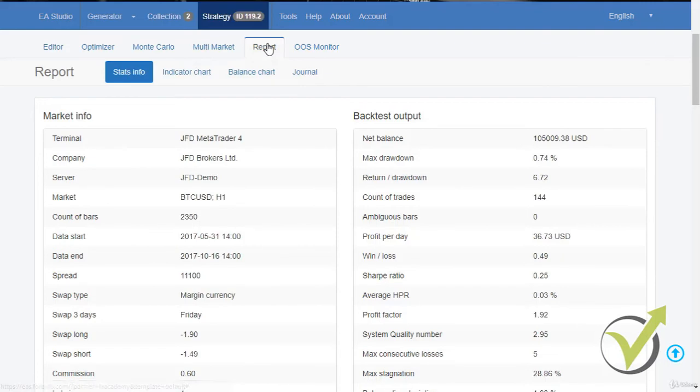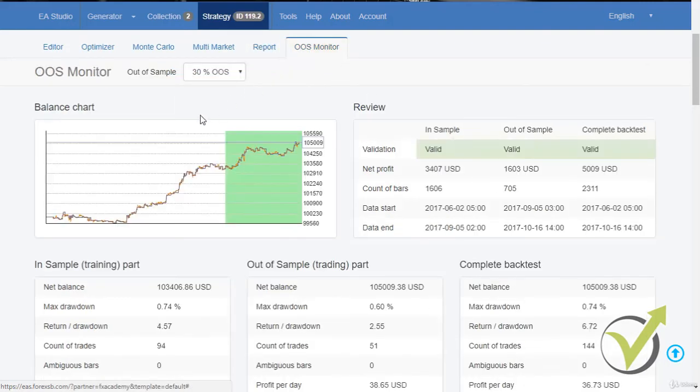And here is the report one more time with the statistics. Oh, it's monitoring. I'm not going into details. So here you can basically do this OS monitoring, this out of sample, in sample, complete backtest here. So you can just test the strategies till a previous date and see how it will work after that. But simply we're doing the same thing now if you put your strategy on the demo account to see how it's working.